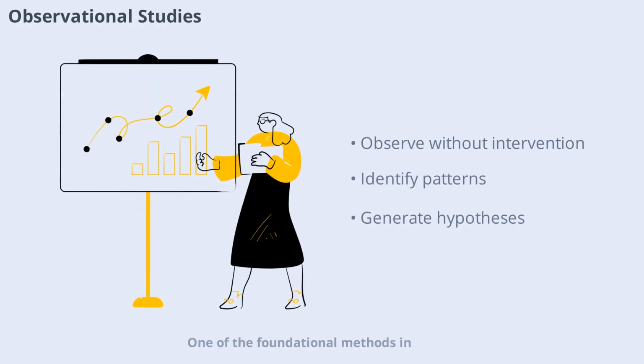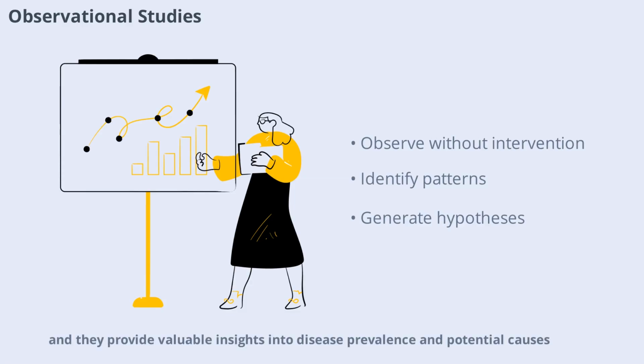One of the foundational methods in biomedical research is the observational study. In these studies, researchers observe subjects without intervening. This approach is often used to identify patterns, correlations, and risk factors in populations. For example, scientists might track the health outcomes of people exposed to certain environmental factors. Observational studies can be descriptive or analytical, and they provide valuable insights into disease prevalence and potential causes. While they can't prove causation, they are essential for generating hypotheses and guiding further research.